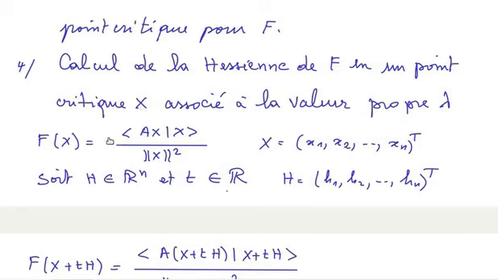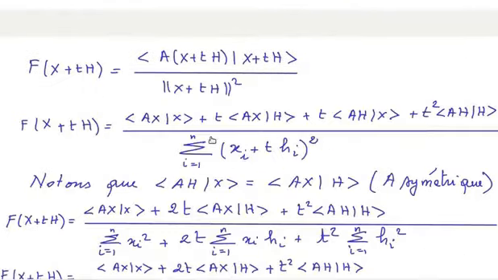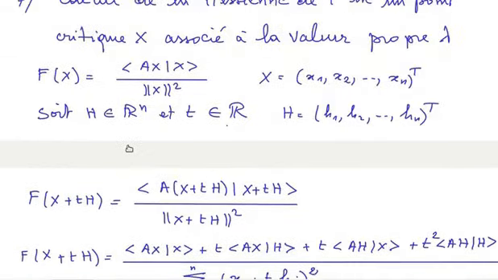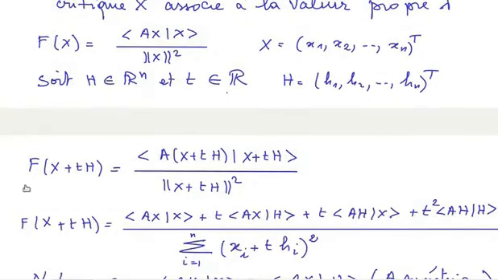So to calculate the Hessian, we will need to calculate the second order derivatives. We are not going to proceed like in the case of the gradient. We will rather use a faster method. We will set x equal to (x1, x2, ..., xn) transposed. We will take h in R^n and t in R and set h equal to (h1, h2, ..., hn) transposed. And we will calculate f of x plus th.